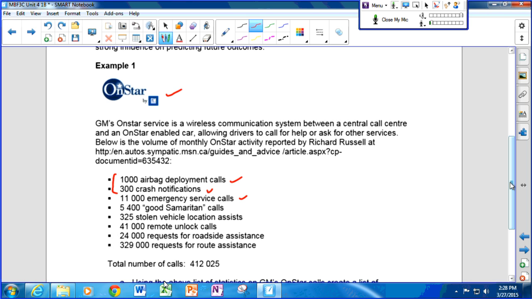Now, another one here, they call them Good Samaritan calls. That's where they push the button on the vehicle, and there's an actual OnStar button inside the vehicle. You may have seen these before. But they don't get much use up north because we don't have the same kind of cell coverage. So the Good Samaritan call is when they're going by, and maybe it's an elderly couple in a car, and they say, hey, we just passed by and it looks like somebody has a flat tire.